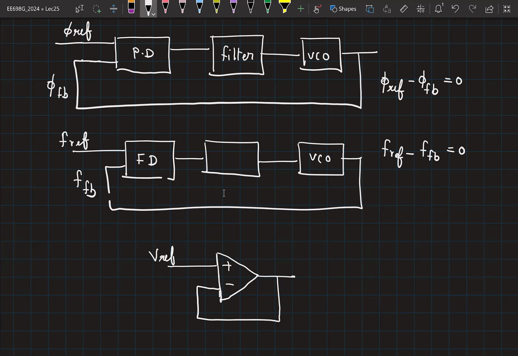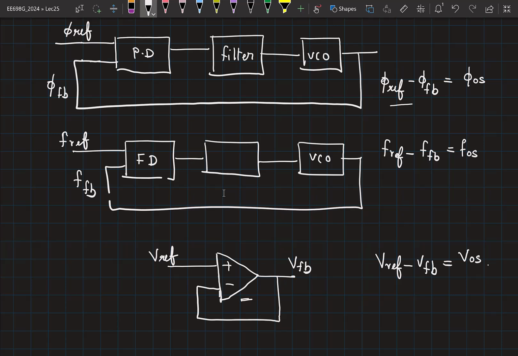So if this was some Vref and this is, let's say, V feedback, the feedback signal, then we expect to see Vref minus V feedback equal to 0. So far okay? Now in the presence of non-idealities in this op-amp, what do you expect this value to be? Some offset, right? So if you lock frequency, in the presence of non-idealities, it's going to lock with an offset. If you lock the phase in the presence of non-idealities, this is going to lock with an offset, right?